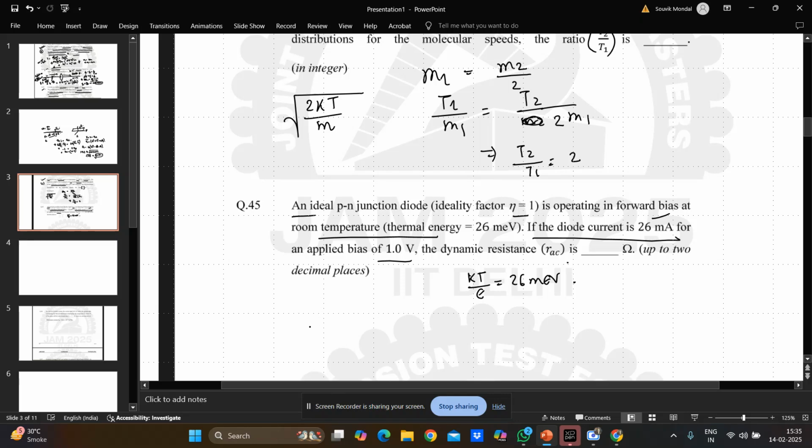If you directly know the formula, you can do it very quickly. Okay, so RAC is basically 26 by I. This is the direct formula, and how it comes I will show you. 26 by 26 is simply 1.00. You can put it 1.00. Okay, and I guess this should be the right answer. I don't know why they put two decimal places, maybe some other cause.